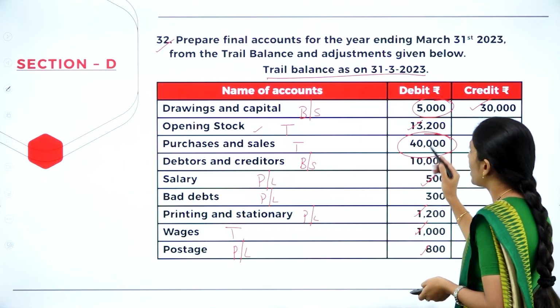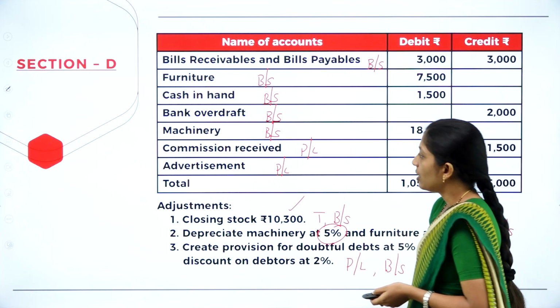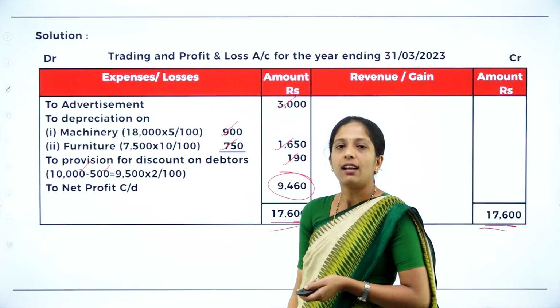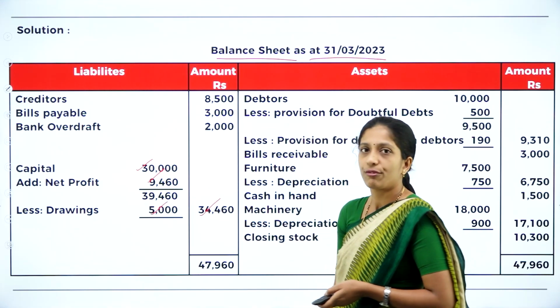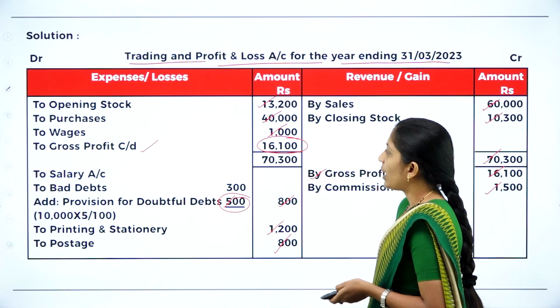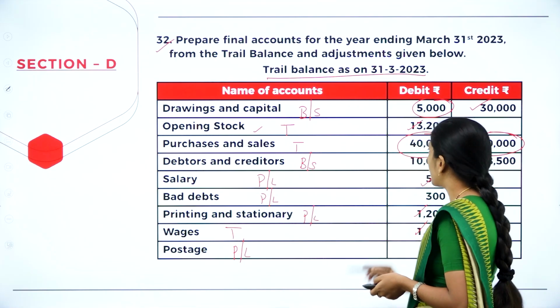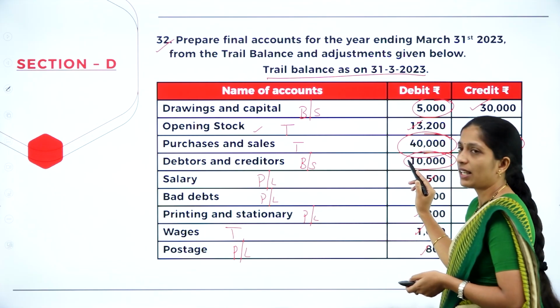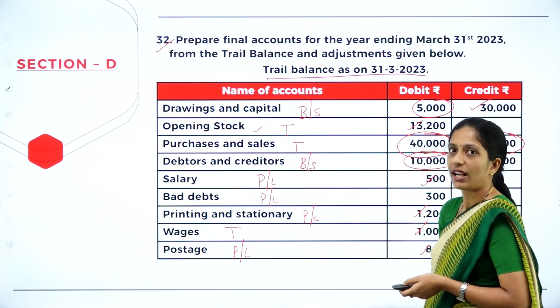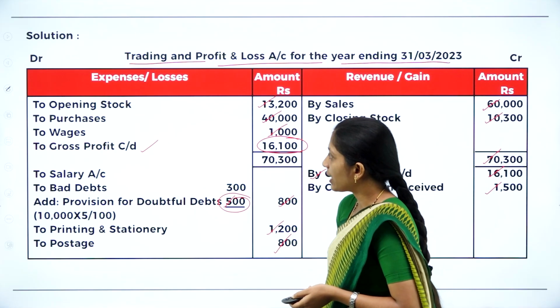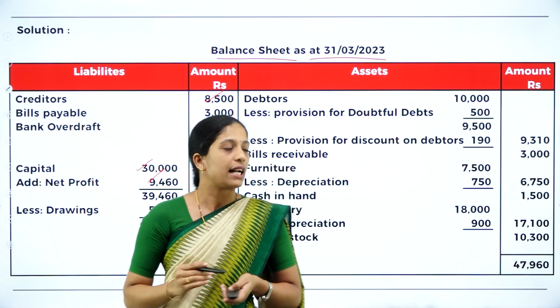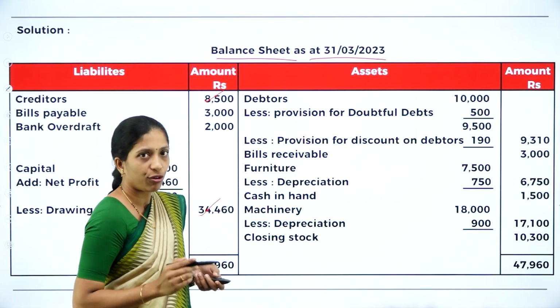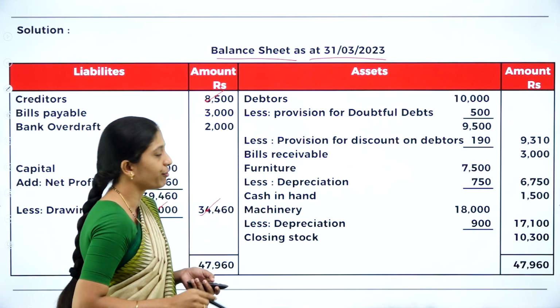So drawings is how much? It is 5,000. So capital add net profit minus drawings, I'll get 34,460. Next what do you have? Yes, balance sheet, debtors and creditors. For debtors, we have certain adjustments. This is the debtors amount and 8,500 is creditors. So we shall write the creditors first. Creditors 8,500.